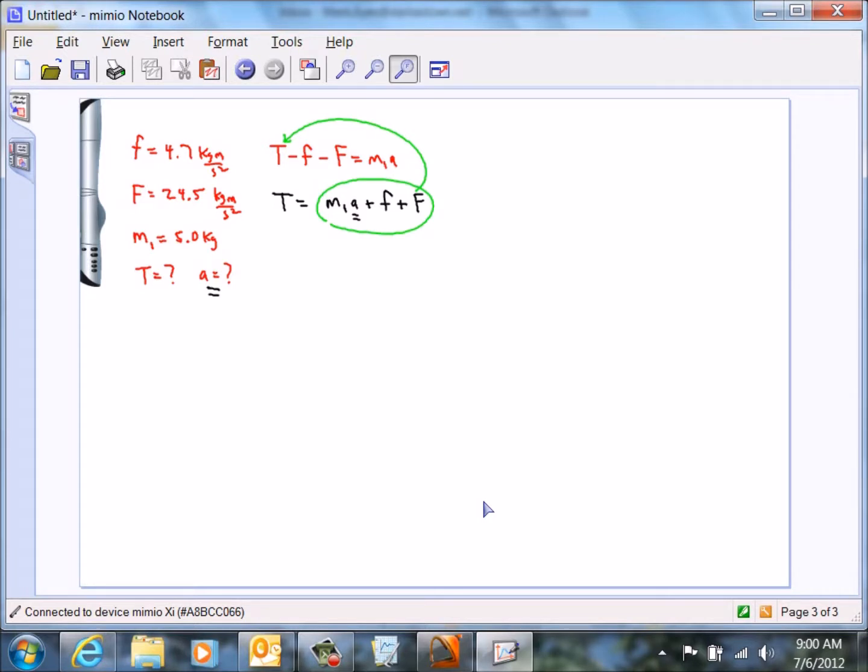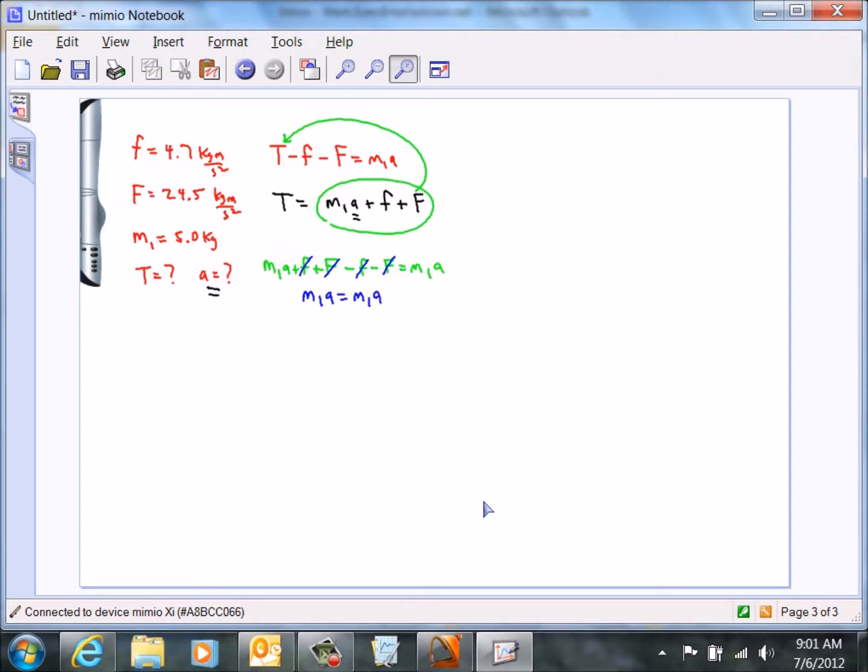Well, let's try it out and see what we get. If T is equal to that, then we should be able to put it in there. So let's plug in M1A plus little f plus big F. Let's plug it in for T in the top equation. And then we have that minus little f minus big F is equal to M1A. Does that help us? Well, on the left-hand side, it looks like our f's are going to all cancel out because we have little f minus little f and big F minus big F. And that leaves us with M1A is equal to M1A.